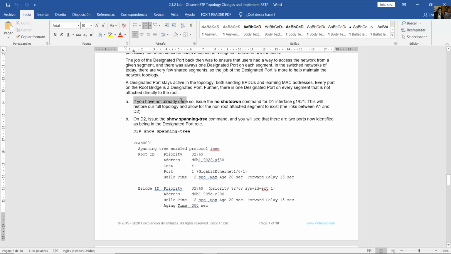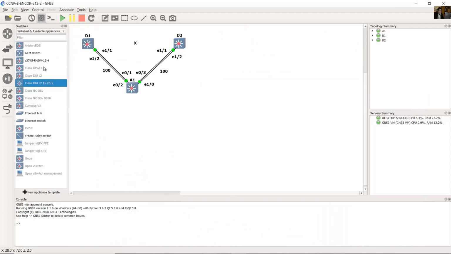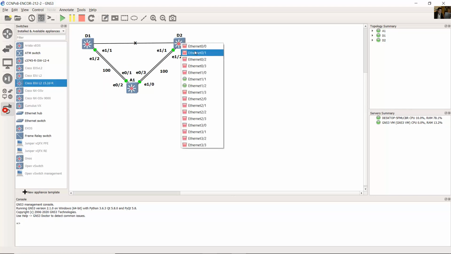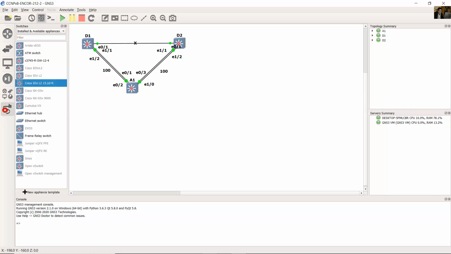If you have not already done so, issue the no shutdown command for D1 interface gigabit 1, and this will restore your full topology to allow for the non-root attached segment to exist, the links between A1 and D2. Okay, so restore the link. Remember, it is Ethernet 0/1 and Ethernet 0/1, between D1 and D2.